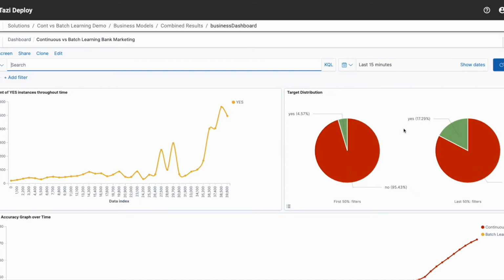So this problem is actually a great example to showcase the continuous learning of TAZI, because there's a significant change in the environment, and the machine learning models need to adapt to such a change. So let's go and see how the continuous learning model and batch machine learning model behaves inside production.